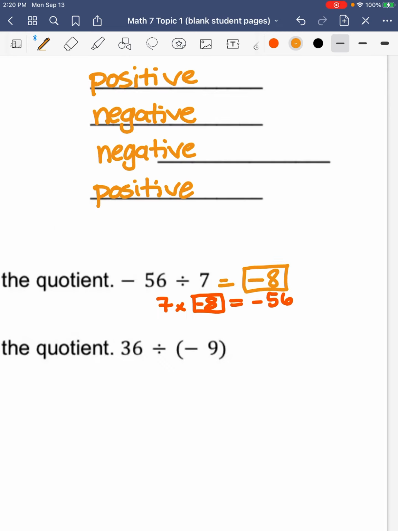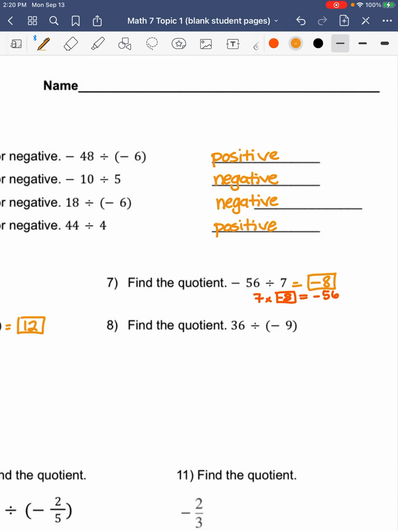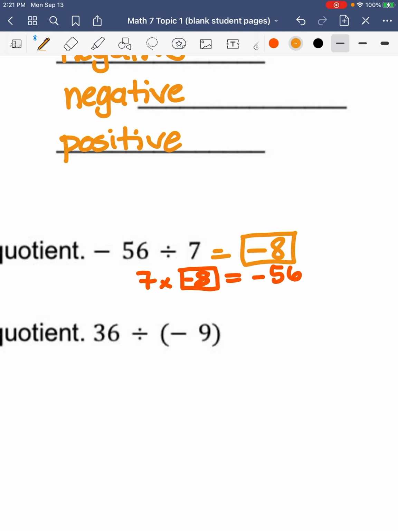And in the last one, number 8, find the quotient. We have 36 divided by negative 9. So here I have a positive integer divided by a negative integer. So I know that my answer has to be negative. Now, what is it going to be? Well, I could use multiplication to help me. Negative 9 times what number equals 36? And I know that it would be negative 9 times negative 4 that equals positive 36. So my answer has to be negative 4.